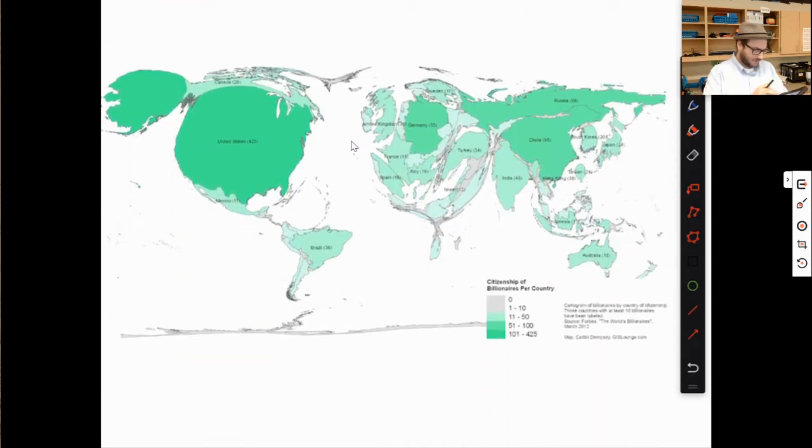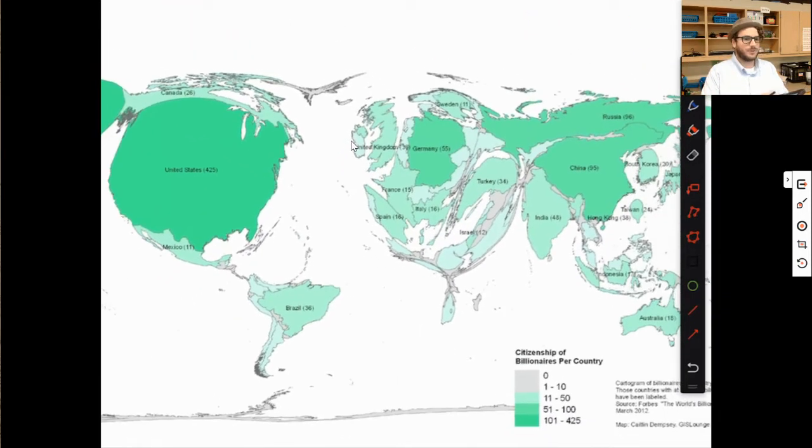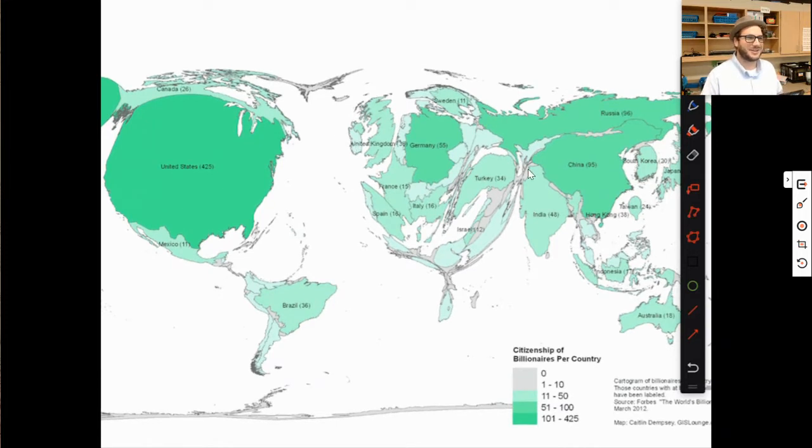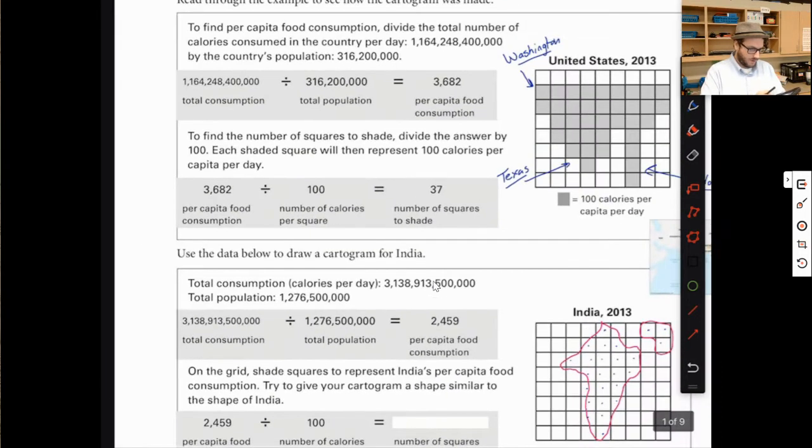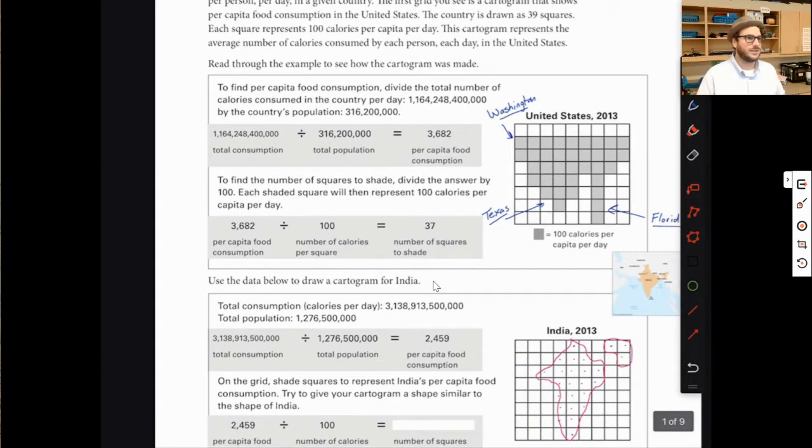All right, we also have this one. This shows billionaires in the world, the number of billionaires that a country has. You can see the United States has a lot of billionaires, as do Germany and Russia. And then you'll notice developing countries like here in Africa, it's shrunk because there aren't any there. So that's the basic idea of a cartogram, to show the relationship between whatever information you're looking at and a map.